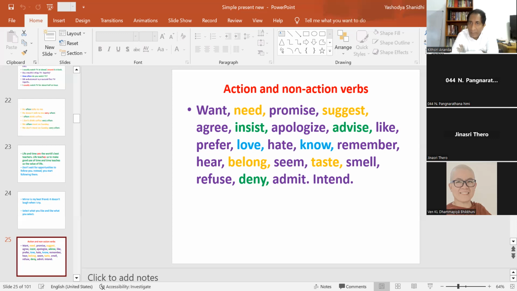And like, I like it. You don't say I'm liking it. You can say I like your book. I prefer coffee to tea. I prefer coffee to tea. I prefer coffee than tea. I prefer coffee to tea. Instead of than, you can use to in the same sense, the same meaning. Prefer. Love. I love ice cream a lot.